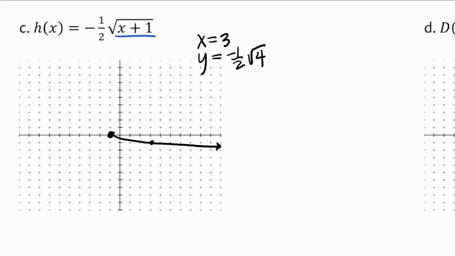So for the domain, I think about what can I plug in there. That's x plus 1 is greater than or equal to 0. And I solve that inequality. x is greater than or equal to negative 1. And that does make sense. I'm saying negative 1 right there. The graph is only existing to the right of it. The range is going to have to do with the number that's added onto the outside, which there isn't, and the idea of the negative 1/2 times the square root.